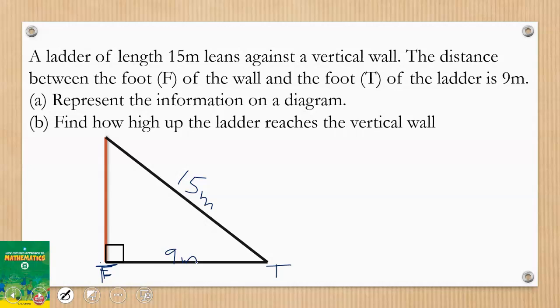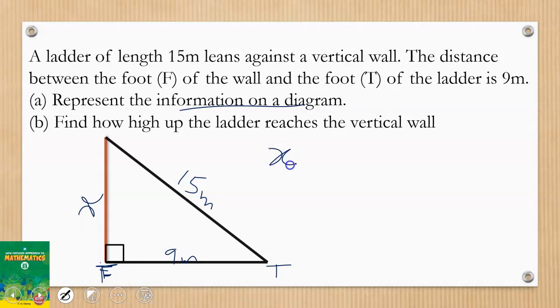We want to find how high the ladder reaches the vertical wall. That means we want to know the height of the wall where the ladder reaches. So I can put H there for that, or I can put X for that. So the diagram here represents the first part of the question, which is to represent the information on the diagram. Okay, so the second part. Now, how do you make X the subject? Of course, we use Pythagoras theorem since the whole diagram creates a right angle triangle.